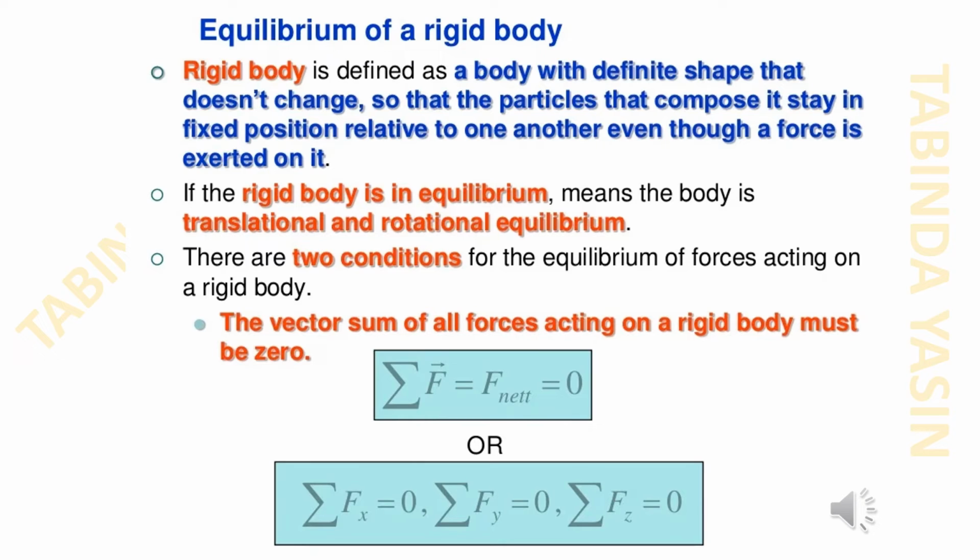There are two conditions for the equilibrium of forces acting on the body. The first is that the vector sum of all the forces acting on a rigid body must be 0. That means summation F is equal to F net is equal to 0. So it means that summation Fx is equal to 0, summation Fy is equal to 0, and summation Fz is equal to 0. That means the forces in all the directions x, y, z should be equal to 0.